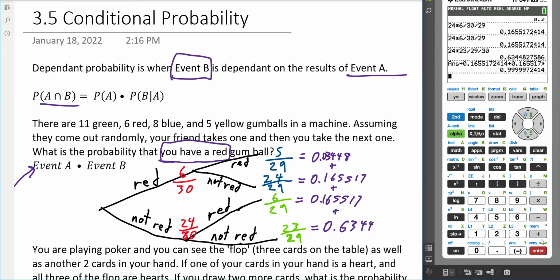So what is the probability of having a red gumball for you, not for the other person? That would be these two. If we add these two together, then that would be our gumball probability. So 0.03448 plus 0.165517 gets us to 0.199 repeating, so it's probably 0.2, so 20%.